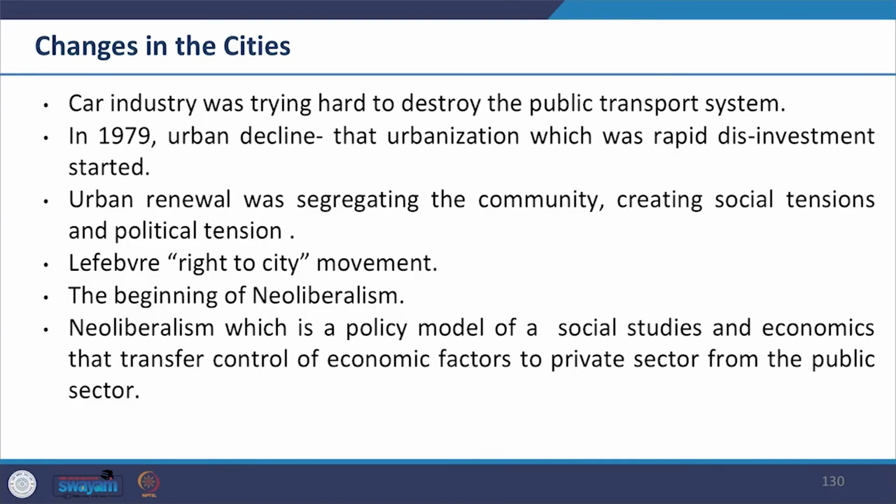We further see that the car industry was trying hard to destroy the public transport system. In 1979, we see urban decline. The urbanization, which was rapid, saw disinvestment start. Urban renewal was segregating the community, creating social and political tension. We see the Lefebvre right to the city movement here. From here, we see the beginning of neoliberalism. Neoliberalism is a policy model of social studies and economics that transfers control of economic factors from the public sector to private sectors. So you saw how our cities grew and then they started declining, and then we are coming to the verge of neoliberalism.